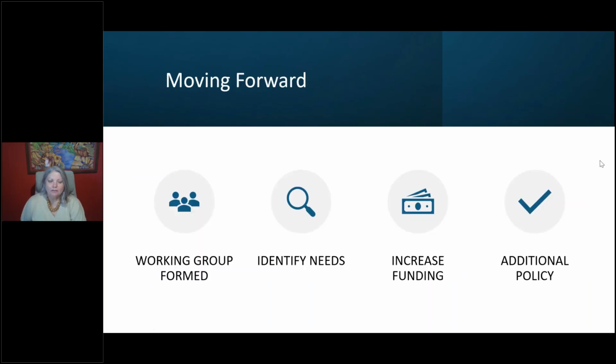So we have done this already. We have formed a working group. We've started meetings. We are thinking through kind of what are those things that we just talked about can we do now? How can we get more money for green stormwater infrastructure? And then we're going to develop an additional policy proposal that will hopefully move us even further along than we have right now with our GSI and our Complete Streets Ordinance.